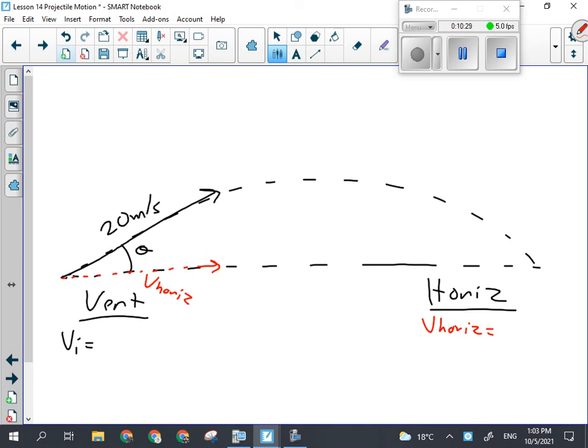How would I calculate this number if I know, let's say, that this is thrown at 30 degrees? How would I calculate V horizontal? Trigonometry, exactly. Exactly what we've been doing in all of our vector addition.